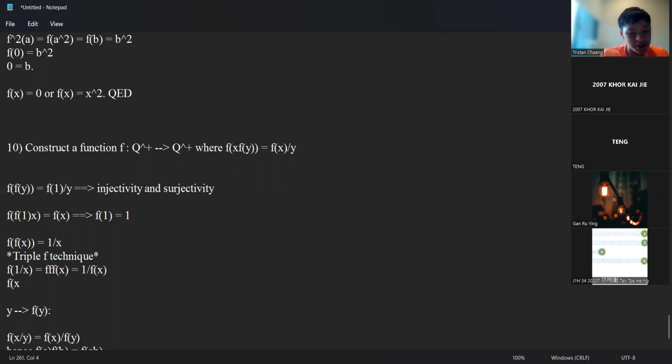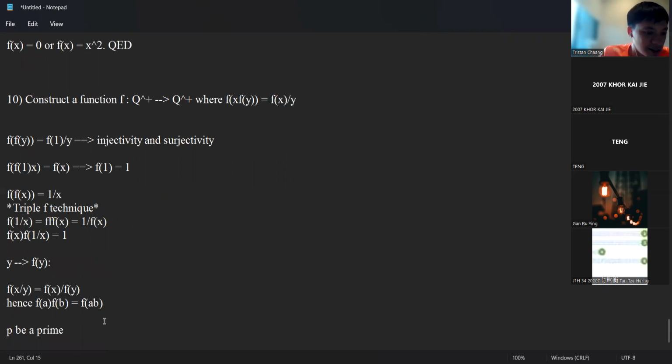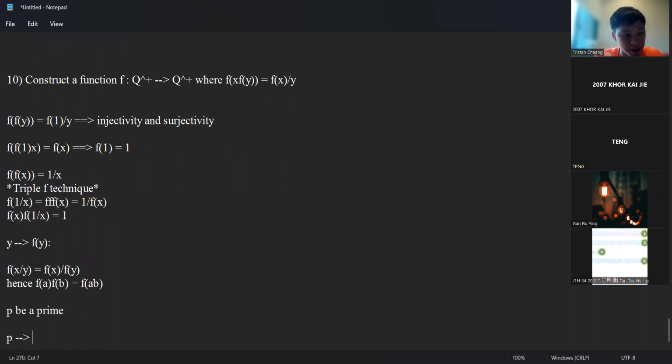And this is just a consequence of the multiplicativity. So P is a prime, then maybe I let f(P) be some other prime Q. And maybe I'll just write it in this way. P becomes Q, becomes 1 over P, becomes 1 over Q. Maybe becomes P again.